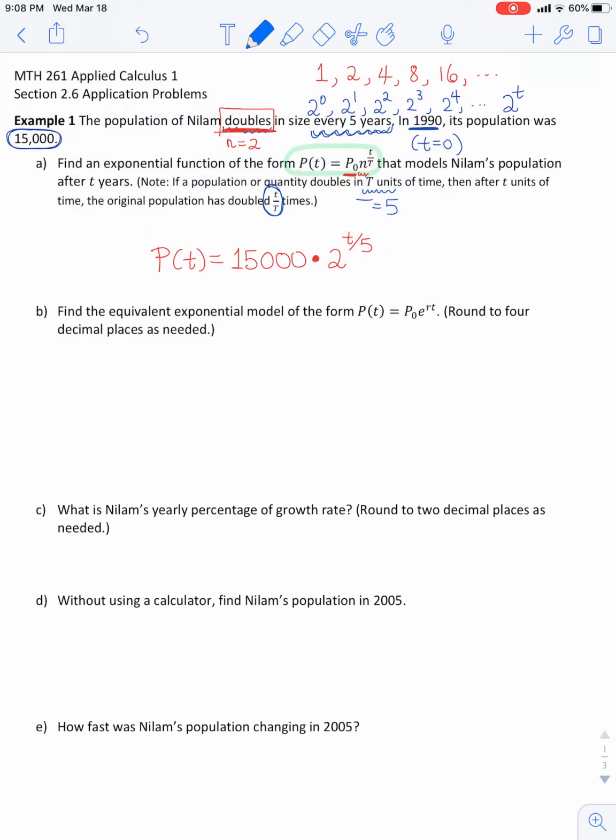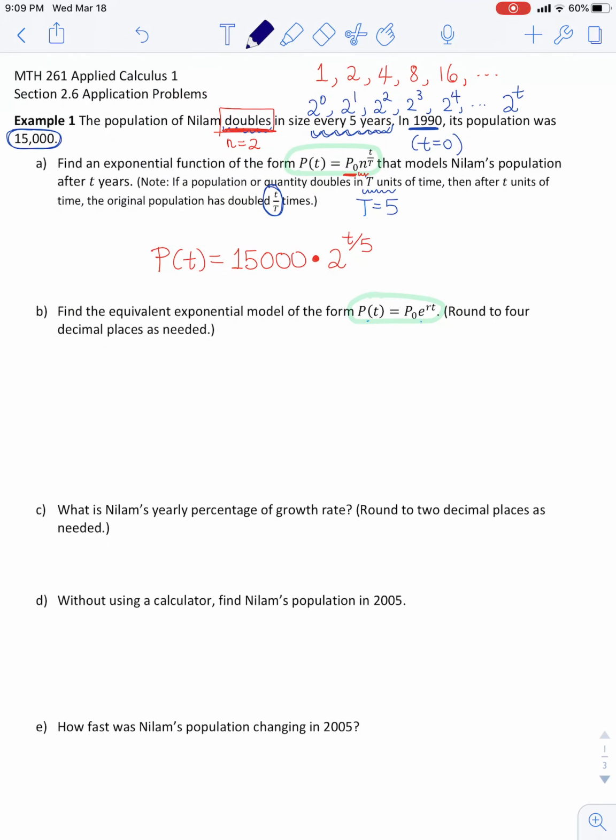Let's keep going and look at B now. Find the equivalent exponential function of the form P of t equals P naught times e raised to the rt power. Now, it looks almost the same, but you notice they want us to rewrite it so that the base of this exponential is not 2, but e. And they want you to round to 4 decimal places as needed. Okay, so I need to change my base.